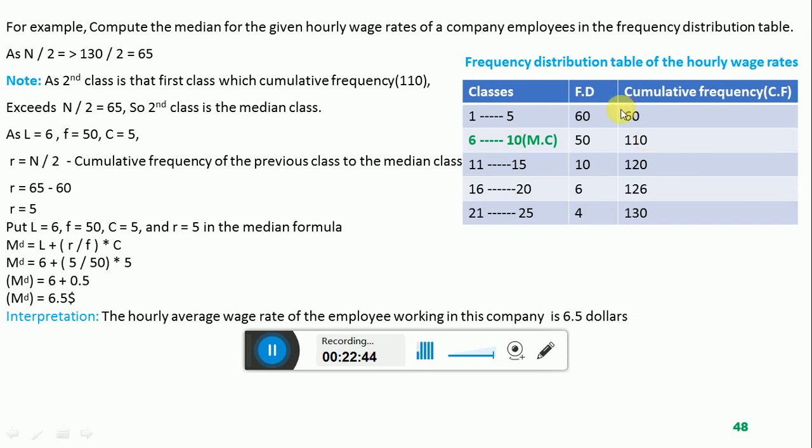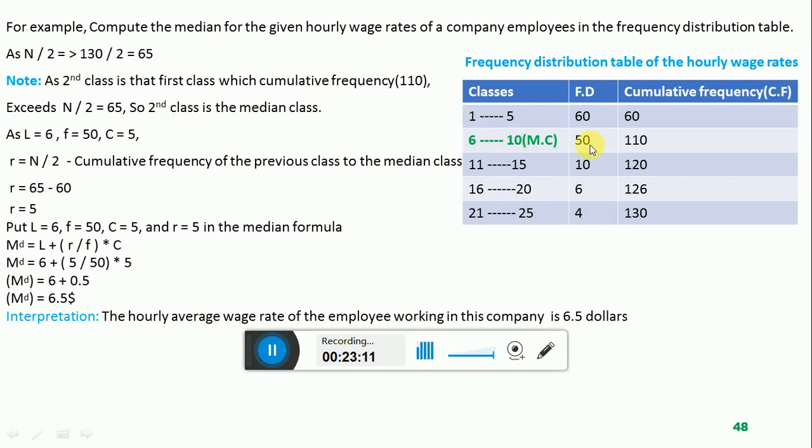The second class is the first class whose cumulative frequency, 110, exceeds 65. The first class cumulative frequency is 60, which is less than n over 2. So the second class is the median class, and the median exists in the second class.